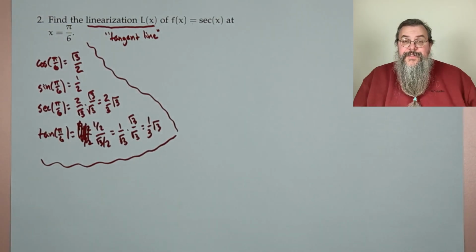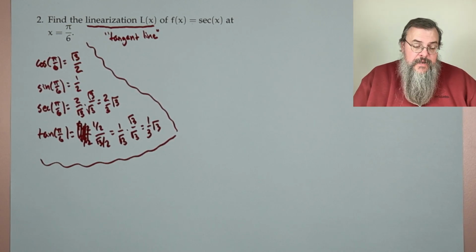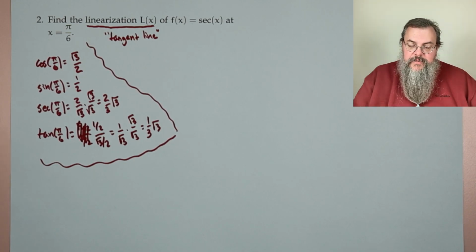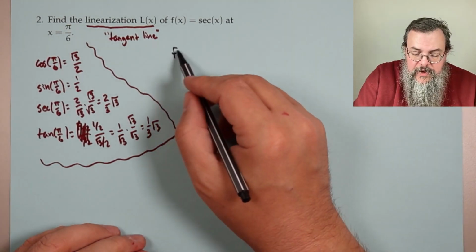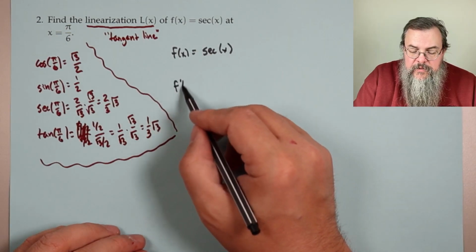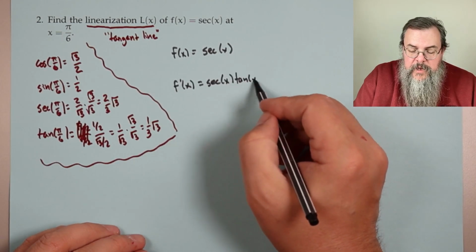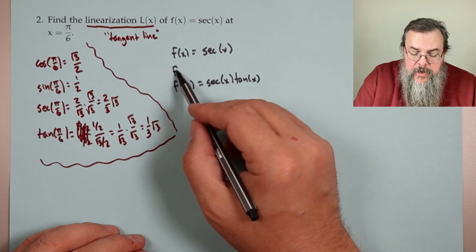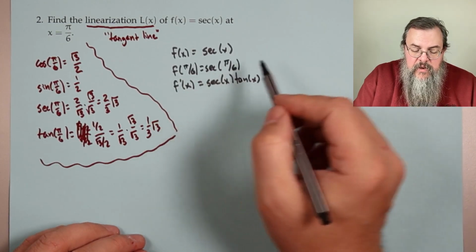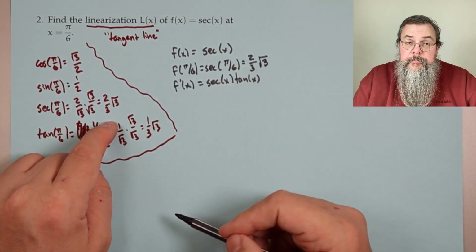All right, so what do we need? Well, we need to know what's happening for the secant function at pi over 6 and what's happening for the derivative of the secant function at pi over 6. So we have our function f of x equals secant of x. We have our derivative, which is secant x tangent x. And we plug in. So f of pi over 6, that's equal to secant of pi over 6. And we've already figured out that that's 2/3 root 3.